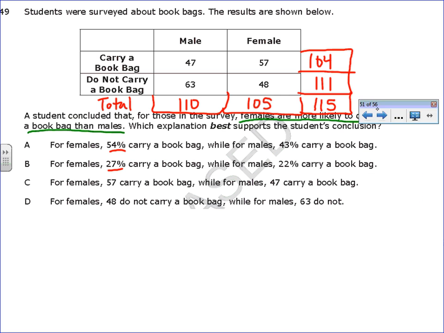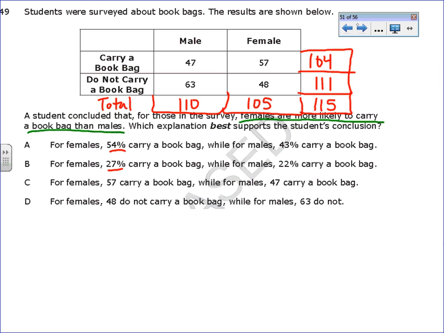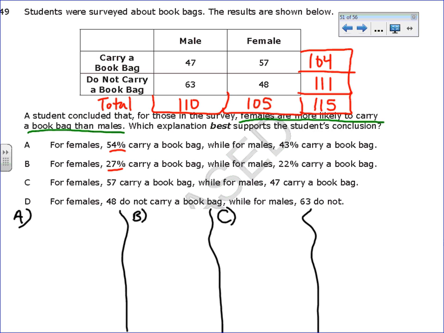Okay, because of the way it says best, I'm going to see if I can prove if each answer choice is correct. So I'm going to write them all out. So I've got A right here, mark B, C, and D. Okay. I'm going to start from the back.